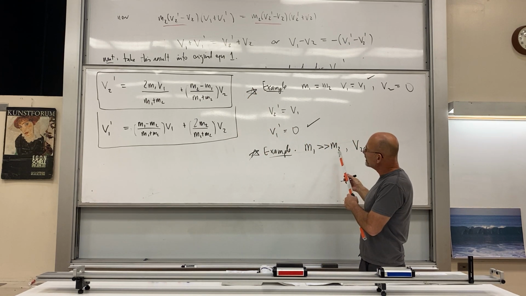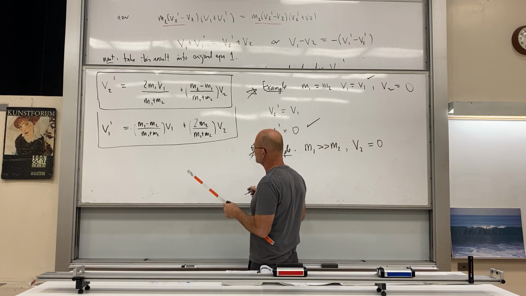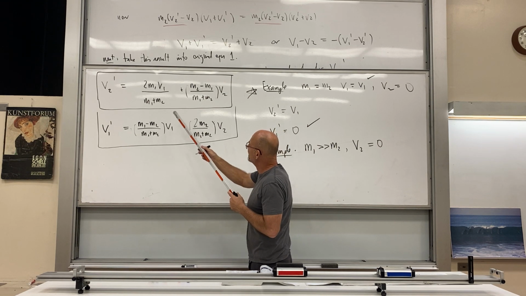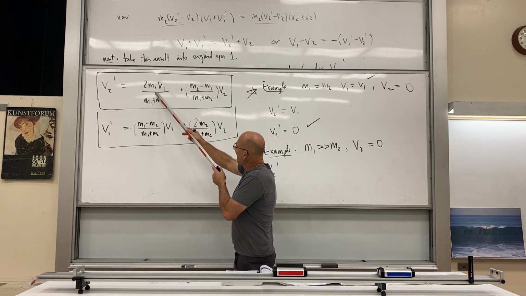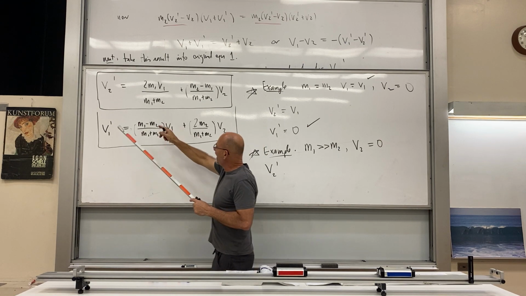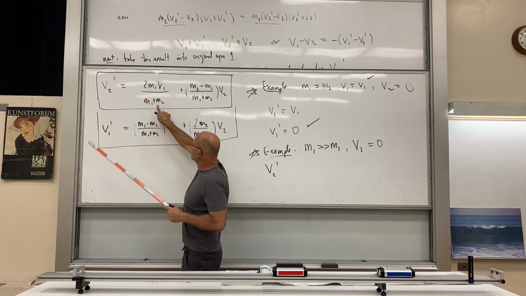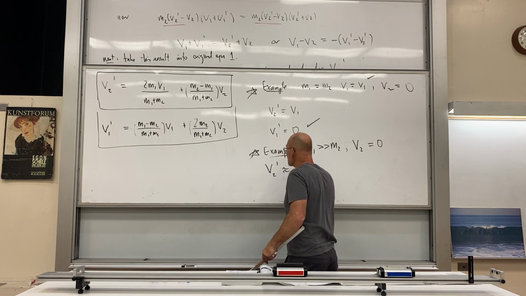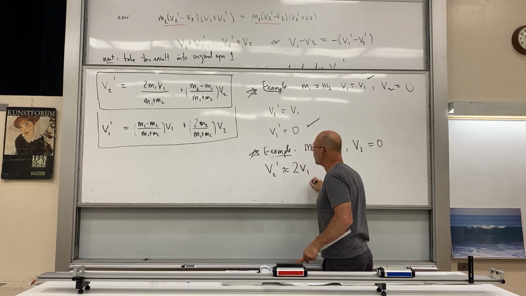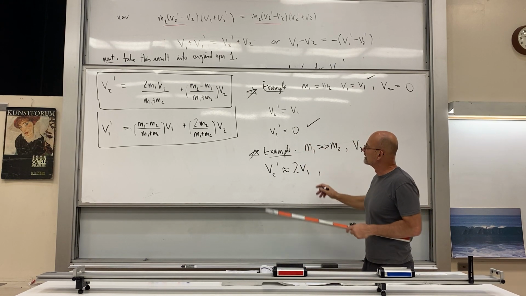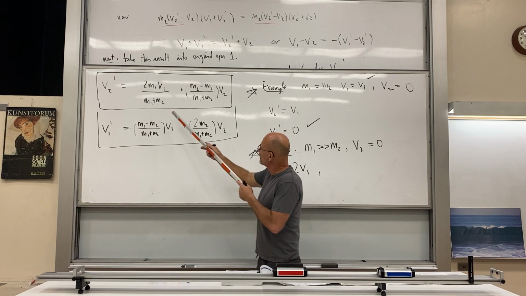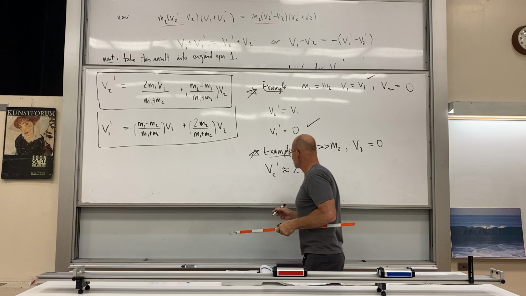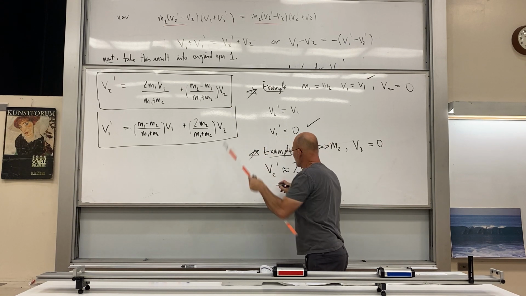So now if M1 is much greater than M2, we're going to get for our V2 prime. Now, M1 is much greater than M2, so say M1 is 10 and M2 is 1, then we can neglect the M2 in the denominator. So we're getting approximately 2V1. Okay, that's really important. Because if M1 is much greater than M2, the denominator is doing very little. Okay, so 2V1. And that's a 0 anyway.